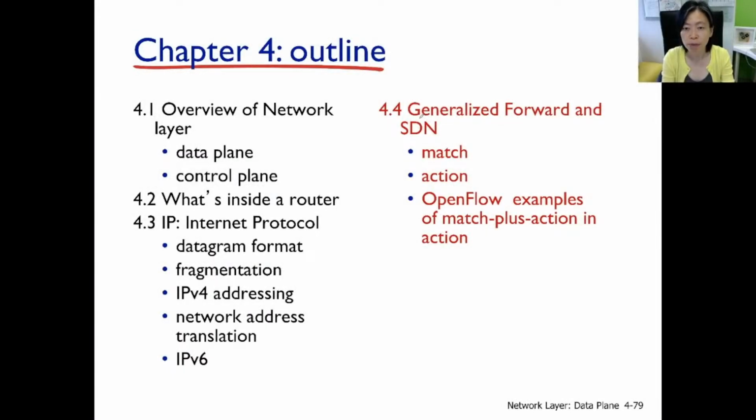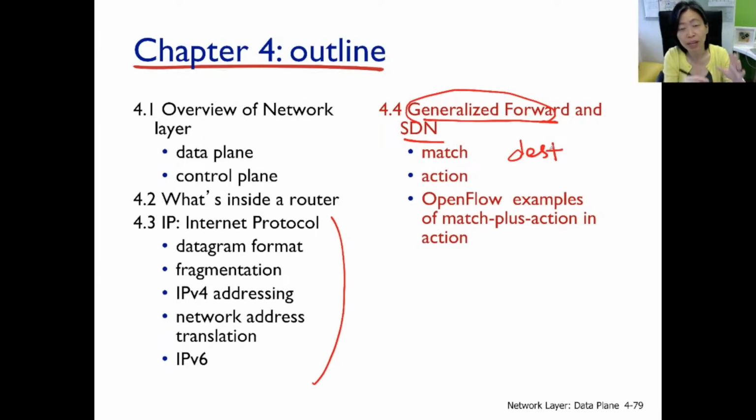Last section in chapter 4, generalized forwarding and SDN. In these SDN routers, the way we do forwarding is different from the traditional one, therefore we call it generalized forwarding. In traditional routing, in the data plane, when a packet arrives, we look at the destination IP address and try to match it to the prefix entries in the forwarding table. If we match one, we forward the packet to the link interface indicated in the entry. So in traditional forwarding, the matching is very specific, the destination address, and the action is simply to forward the packet further.